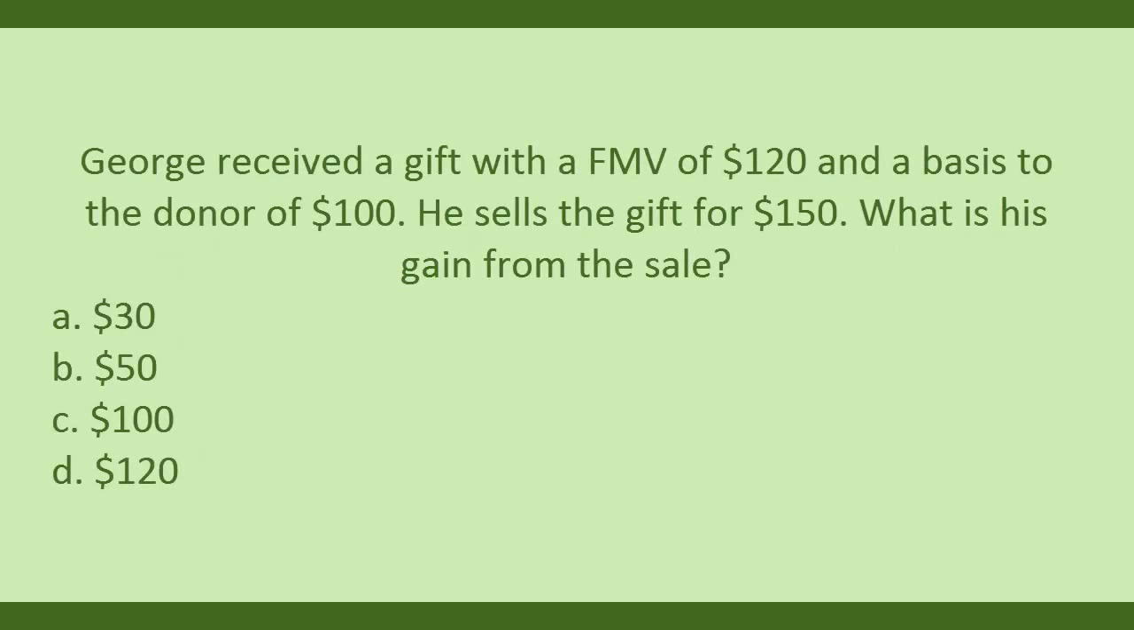Question number 4. In question number 4, George sells a gift with a fair market value of $120 and a basis to the donor of $100. He sells the gift for $150. What is his gain from the sale?